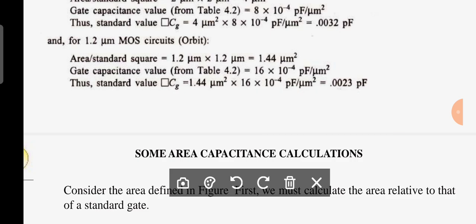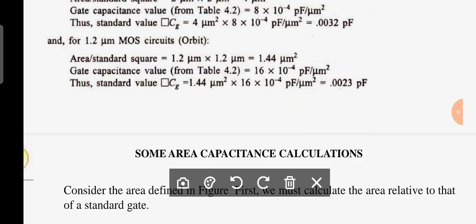Then you have to multiply these two values, area per standard square into capacitance value, and then you get the result. In this way we have determined the standard unit of gate capacitance. Once again I am telling that here the standard, in a sense, is a square where the length and the width are same. Is it okay?